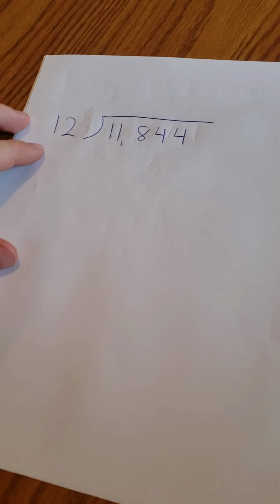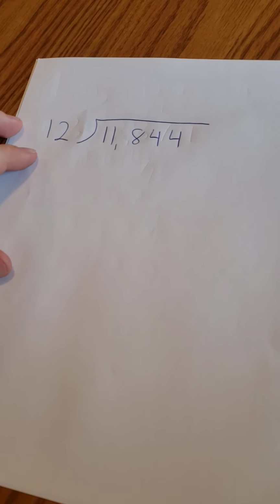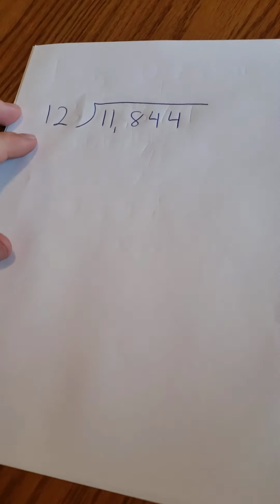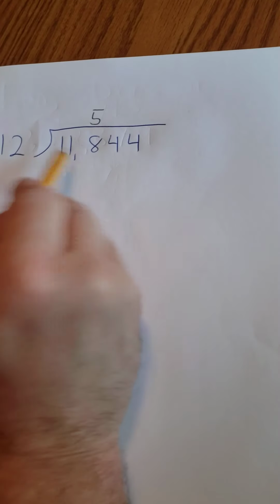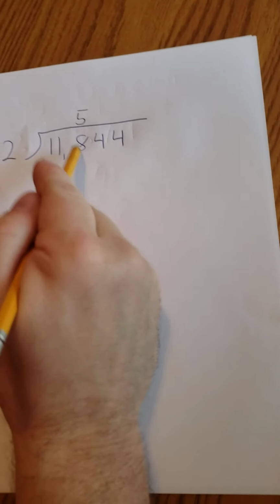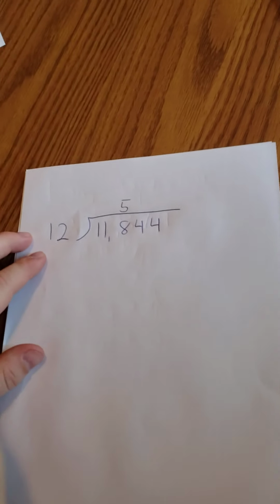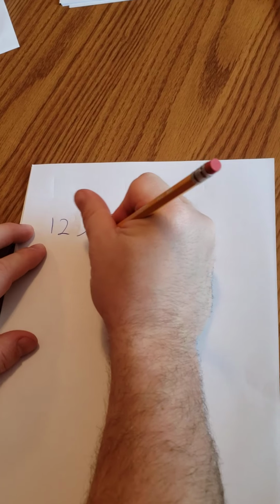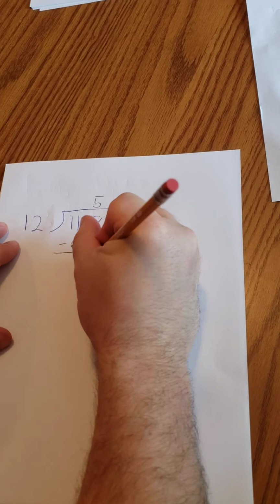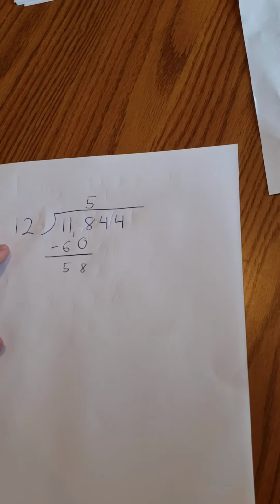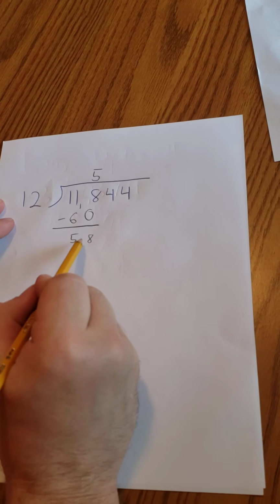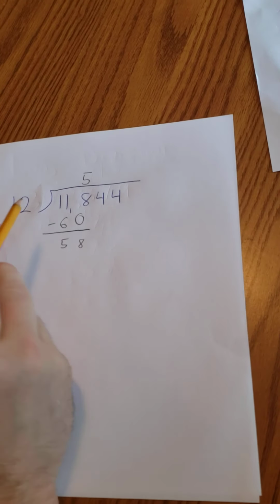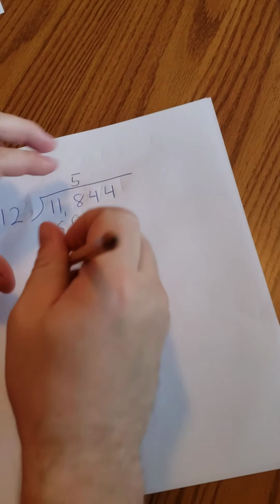I do not know how many times 12 goes into 118. So this is why I use a pencil. I'm going to do some trial and error. Well, let's start with 5. So I'm going to write 5 above here because I am going to go into the 118. 5 times 12 is 60. Subtract 118 minus 60, 58. Uh-oh, this number is bigger than the number I'm dividing by. So if this number is bigger than the number I'm dividing by, that means it will go into it more times. So I'm going to erase that.